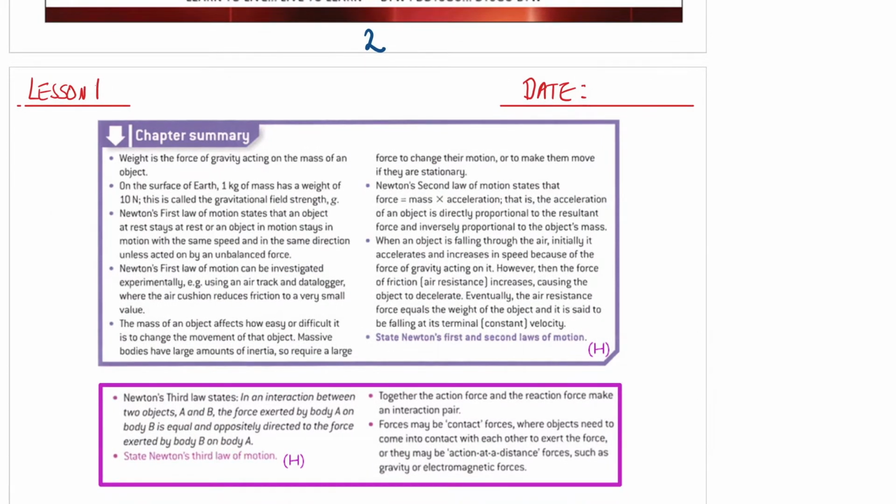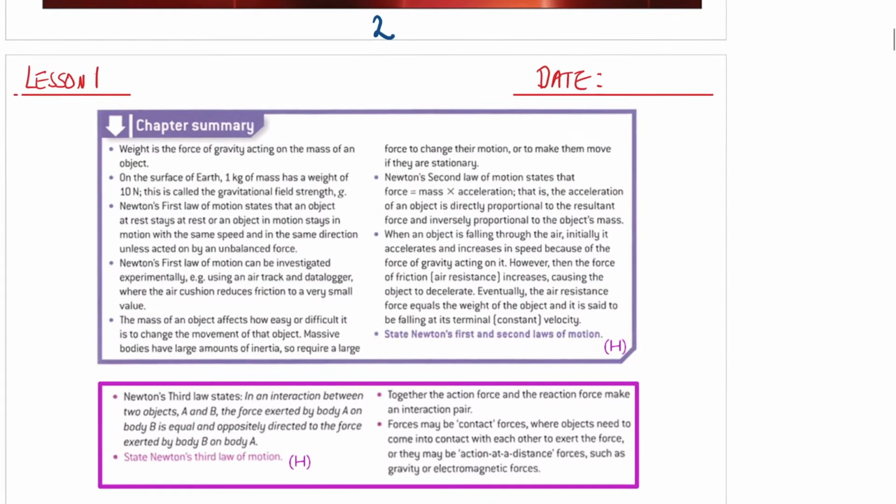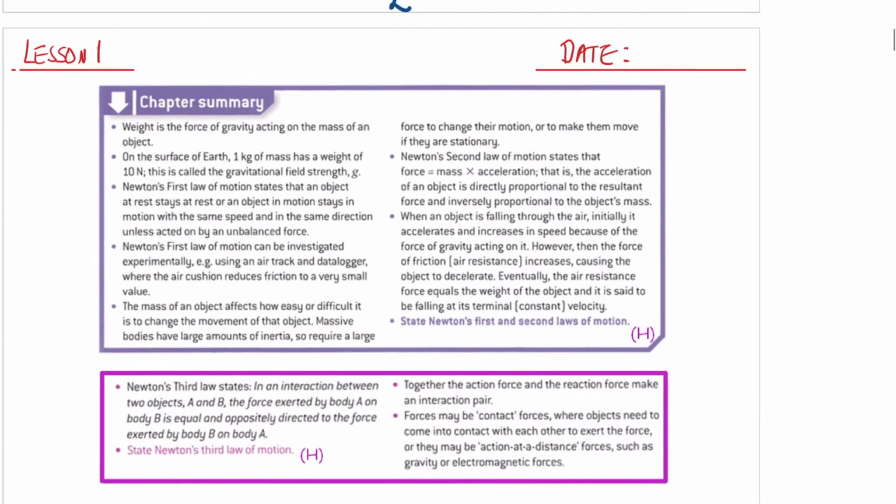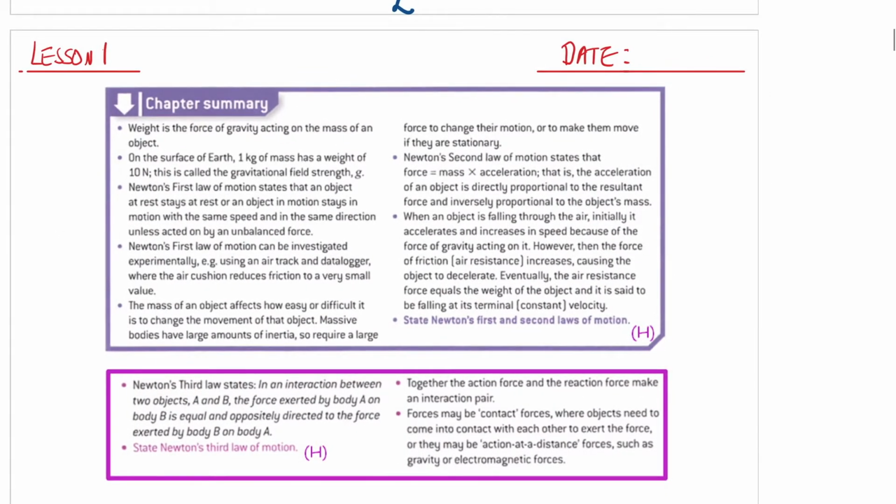I'm not going to read through the chapter summary. That's really there as a checklist for you. We're going to be doing that today and that today. So you can pause the video, read through that. It's in your booklet anyway.